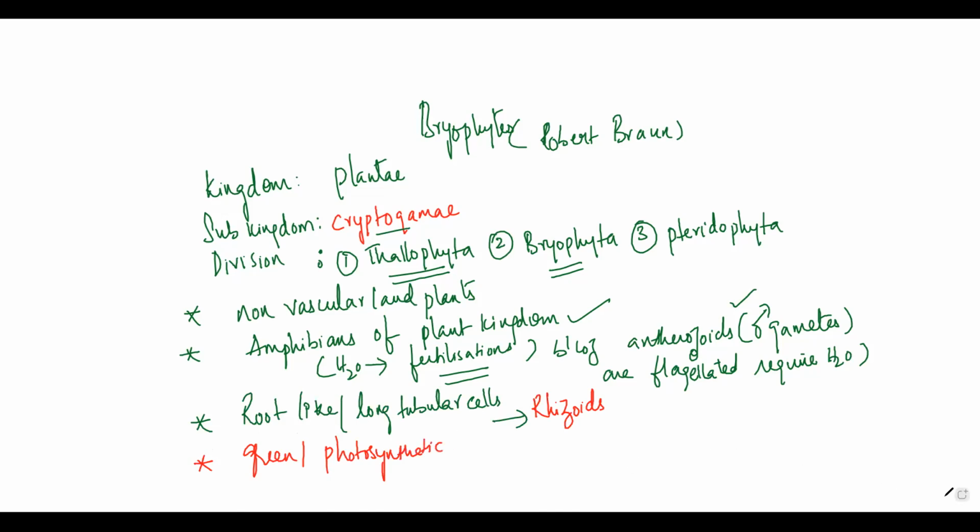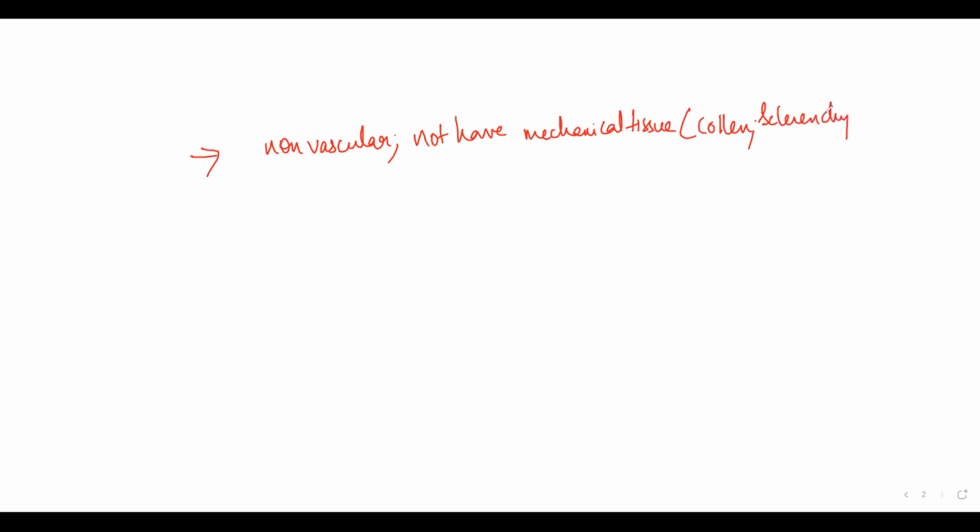But the important thing here, children, is that bryophytes are non-vascular, and they do not have mechanical tissues. What are the mechanical tissues of the plant system? They are the collenchyma and the sclerenchyma. Both collenchyma as well as sclerenchyma are not found in bryophytes. Only the simple parenchymatous tissue is found here.